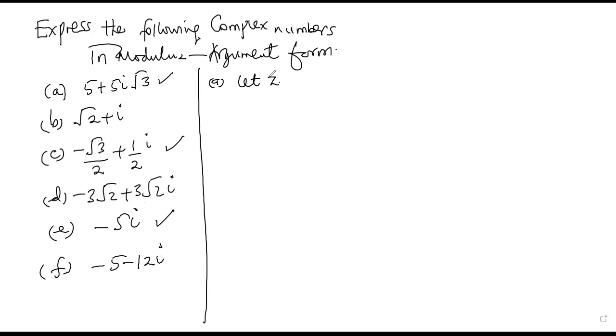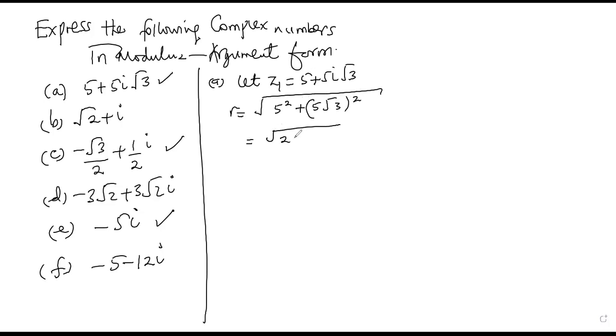I'm going to let Z1 be equal to 5 plus 5i root 3. First, get the value of R. R is equal to the modulus, which is the square root of 5 squared plus 5 root 3 squared. It's the same as 25 plus 25 times 3, that is 75. The square of root 3 becomes 3, then the square of 5 becomes 25. 25 times 3 is 75, which gives the square root of 100, which is 10. So I've gotten the modulus.